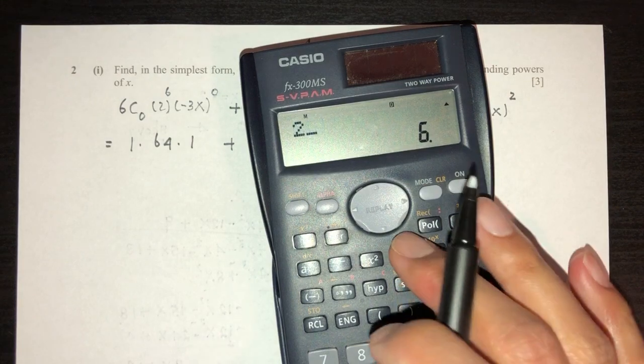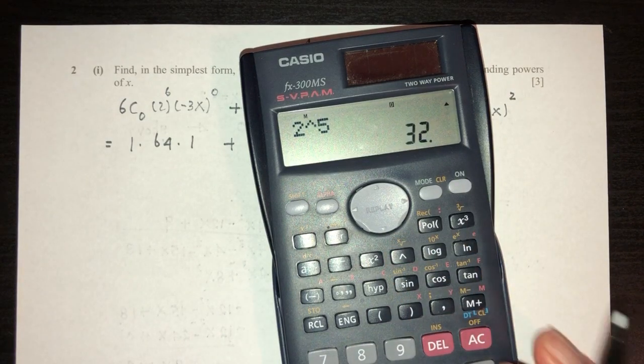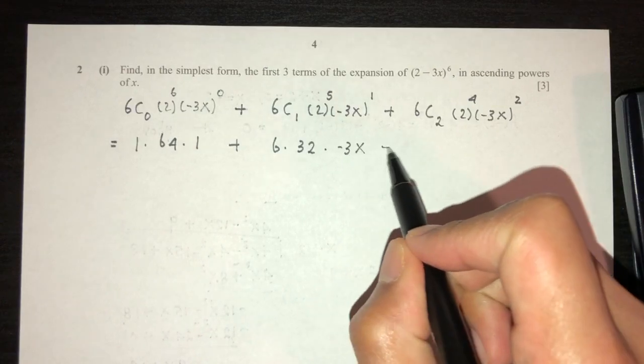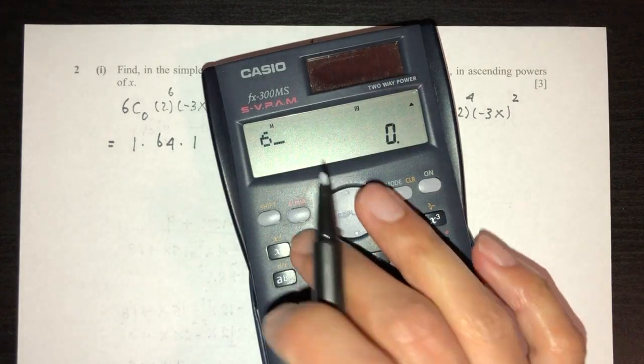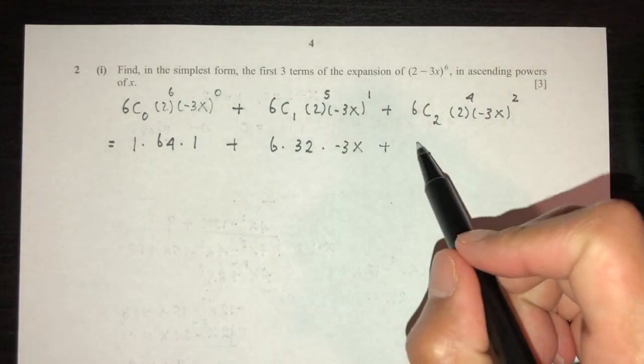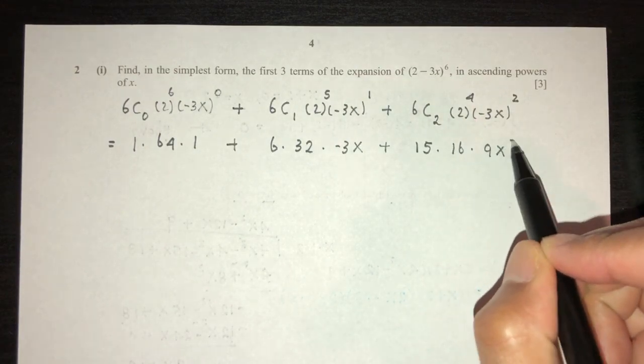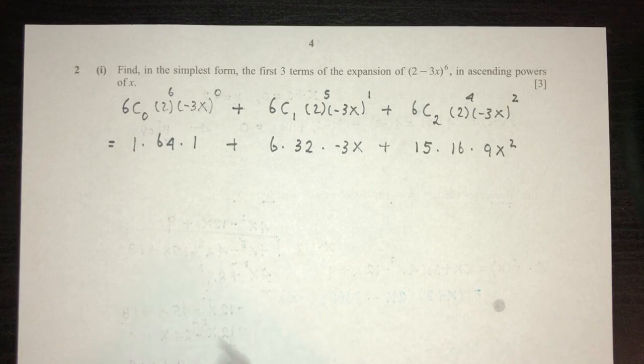You must always check because you never know, in exams you can have mistakes. And this will be minus 3x. And 6 choose 2, that will be 15. 2 power 4 is 16, and that will be 9x squared. So now we have to simplify.